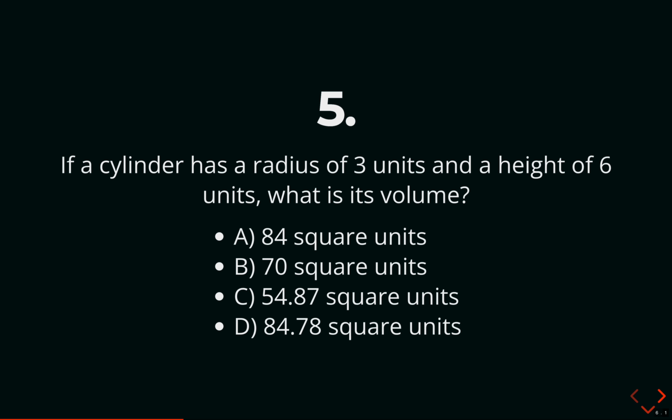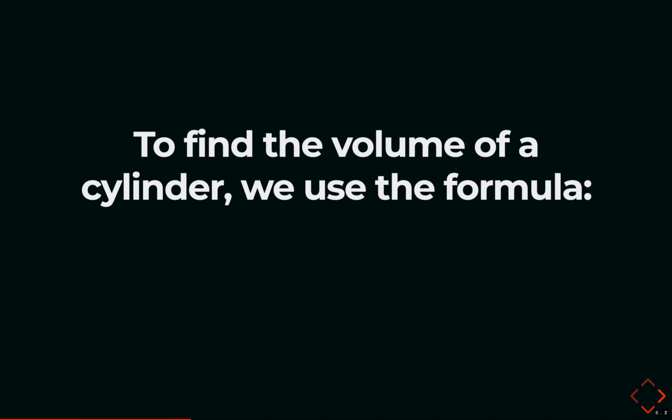Question 5. If a cylinder has a radius of 3 units and a height of 6 units, what is its volume? A, 84 square units, B, 70 square units, C, 54.87 square units, or D, 84.78 square units. It's not A or B or C. So it's D, 84.78 square units.